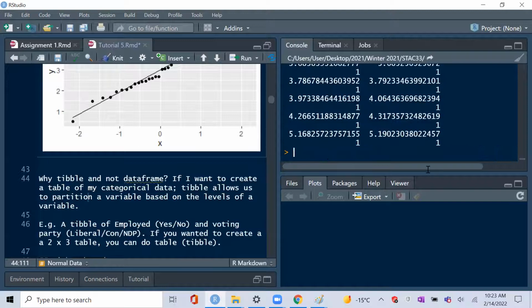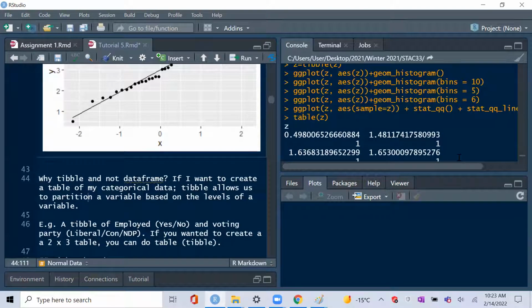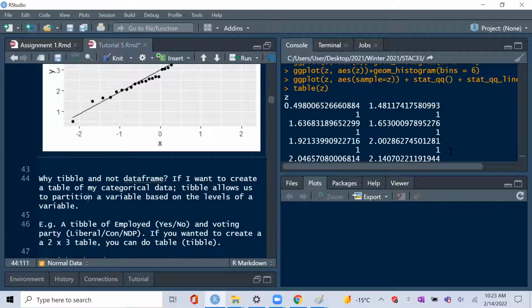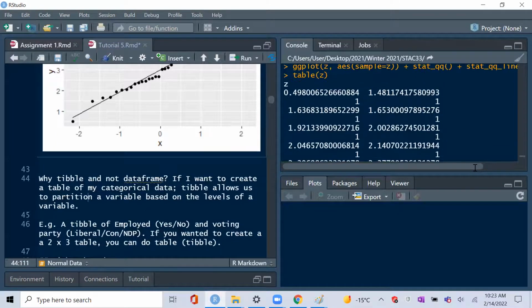Z, this is bad, obviously, because there's 32 different observations, but they're all different. However, you can see I can actually do table of Z. You can actually do table of Tibble. You cannot do table of data frame, right? So if you really wanted to create a table that shows you the frequencies of your categorical data, you can use Tibble because you can put it into the table function. I don't believe you can put a data frame into it. That's why sometimes if you want to make tables to show the frequency of your categorical variables, you cannot use data frame. You have to use Tibble.